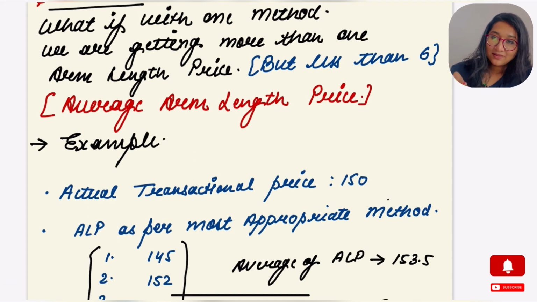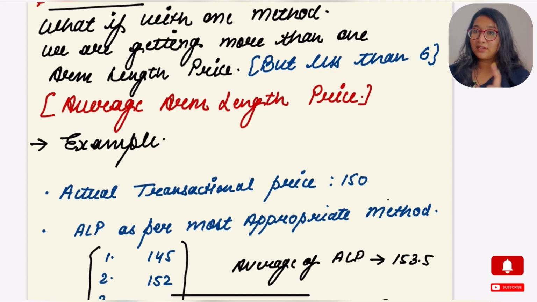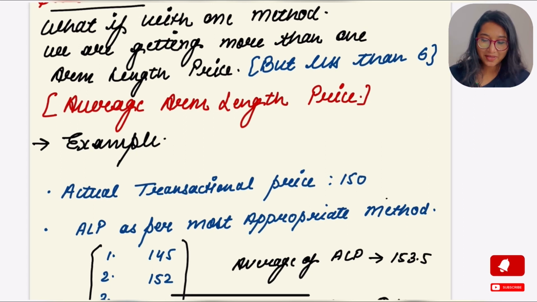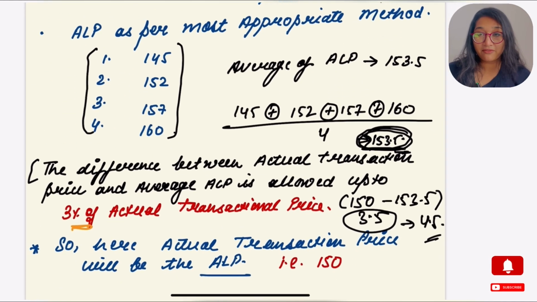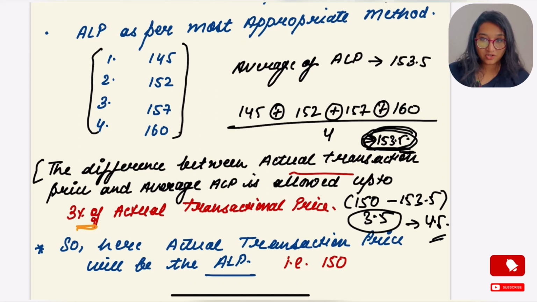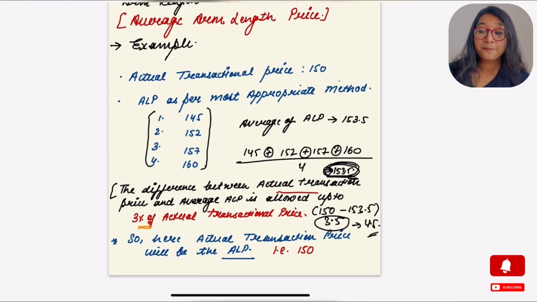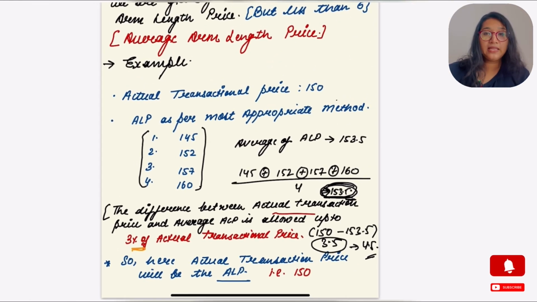Our last topic was what if we get more than one arm's length price under the same method. In that case, when the arm's length prices are less than 6, we have to take the average of the arm's length prices and compare the difference between the average arm's length price and the actual transactional price. Do you remember? The difference should not exceed 3% of the actual transactional price. And what if it exceeds 3% of the actual transactional price? In that case, we are going to take the average of those arm's length prices. So this was applicable in case we have less than 6 arm's length prices.